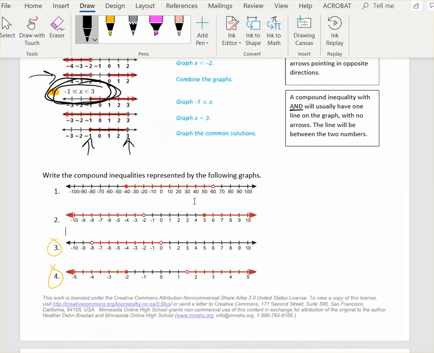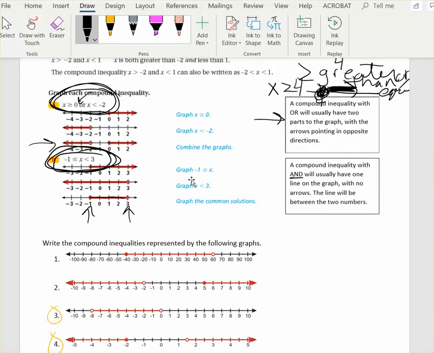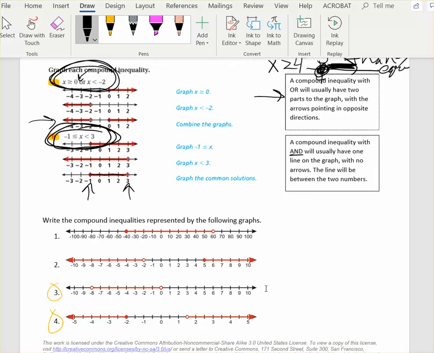So for the first section, 1, 2, 3, and 4, you are going to write the inequalities using those guidelines from up here. Now there's another video that's already added to this assignment that has 1 and 2 solved, so I'm going to look at 3 and 4. So in 3, because there are two endpoints graphed and a line between them, I know that that is the kind that has an and between them.